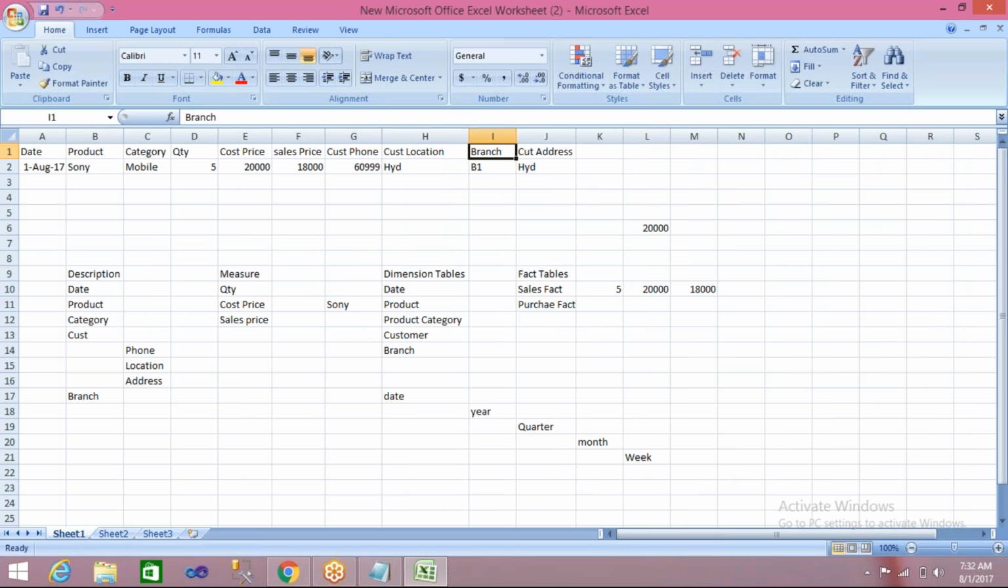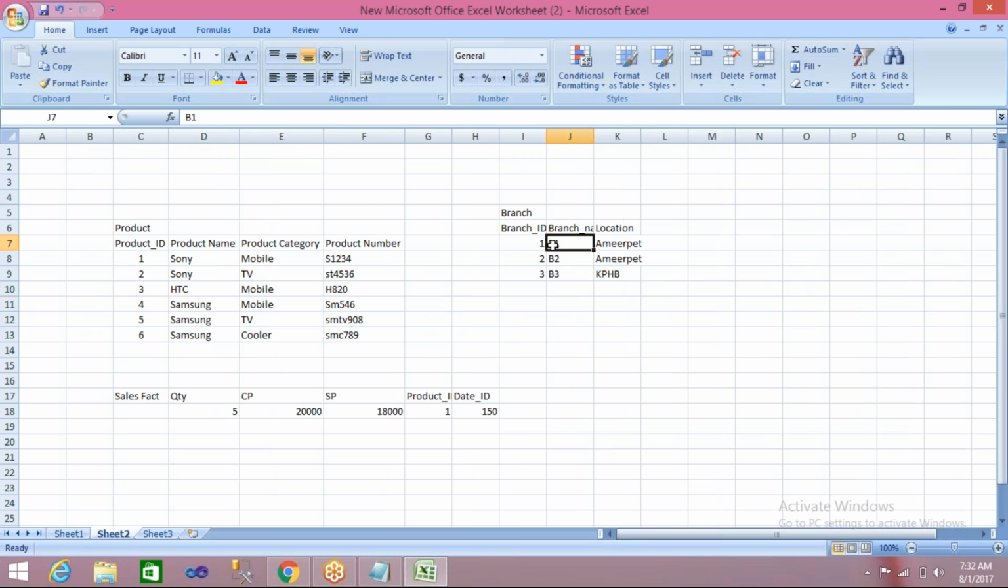So let us say this transaction happened in branch 1. What is the branch 1 ID here? This is 1. So branch ID 1. Likewise, we will maintain all the IDs for whatever dimensions we have. From the particular dimensions, we will get all those IDs, and we will make our fact table with the numbers and identity columns.